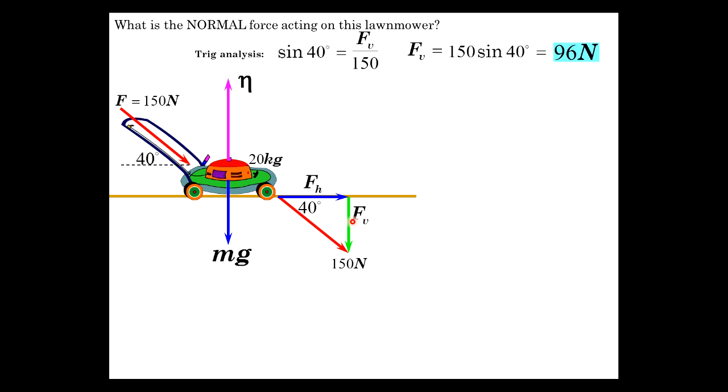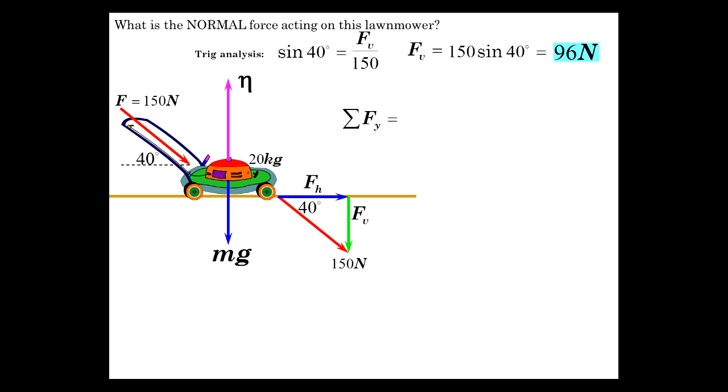So this is 96 newtons. By the way, this force, 20 times, if you just call g 10, we get 200 newtons there. So 96 newtons on the vertical force that we're applying. The sum of the forces in the y direction.